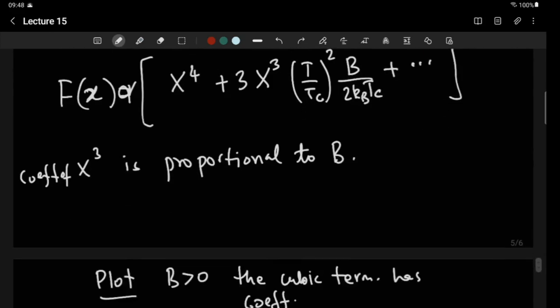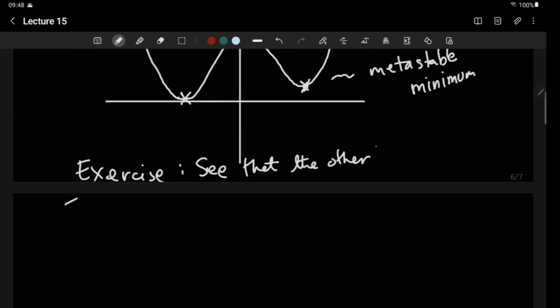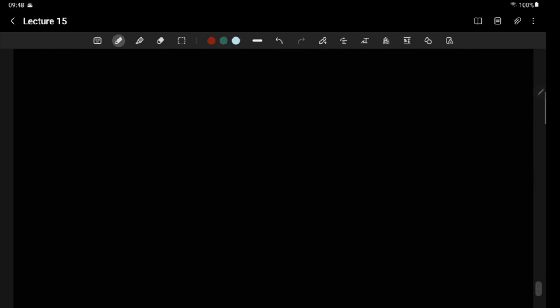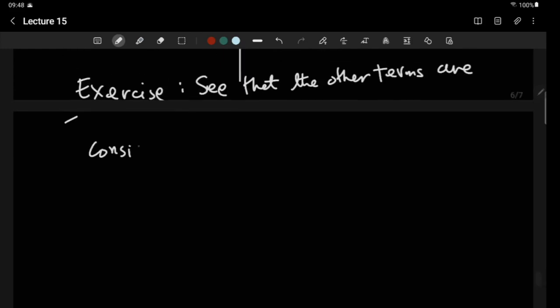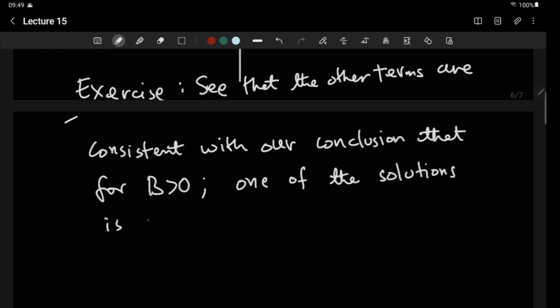So I'll just conclude here. Exercise: see that the other terms are consistent with our conclusion that for b greater than 0, one of the solutions is not a global minimum.